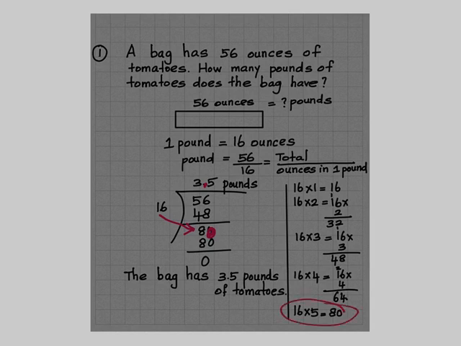We know that 16 times 5 is 80. So put a 5 next to the decimal point and write 80 down here. Subtract 80 minus 80, same number minus same number is 0. The answer is 3.5 pounds. The bag has 3.5 pounds of tomatoes. This is the statement you have to write at the end of the problem.